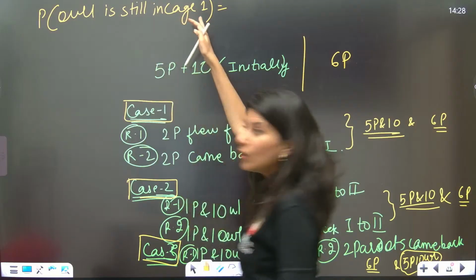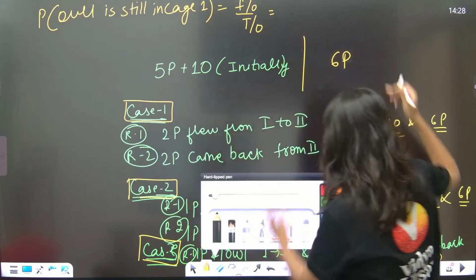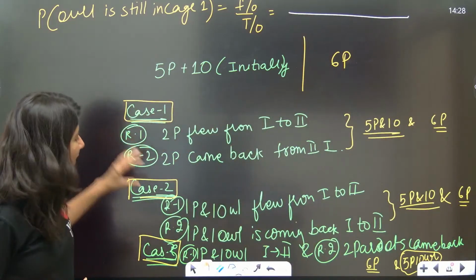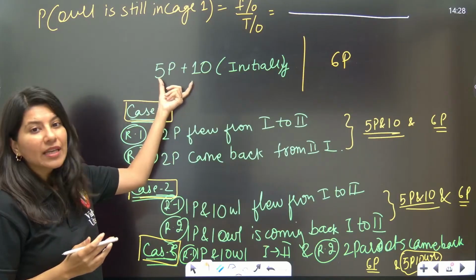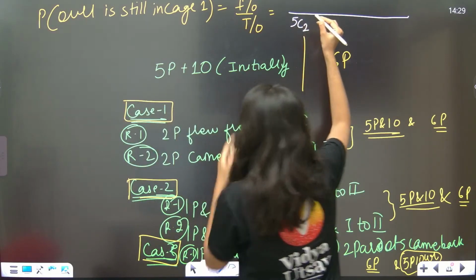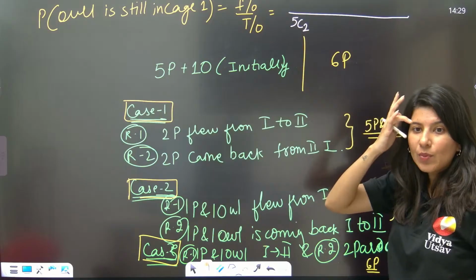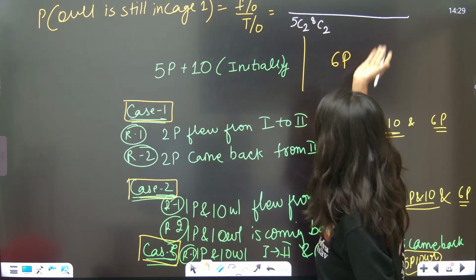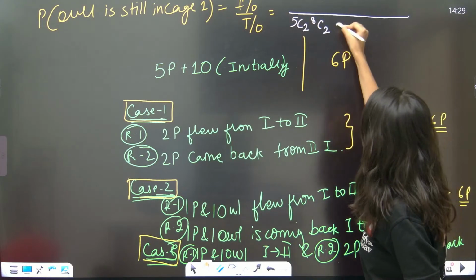Now the probability that the owl is in cage number 1 will be favorable outcomes upon total outcomes. Correct? Alright. So now total outcomes, let me write over here. Total outcomes means the summation of case 1, case 2 and case 3. So case number 1: 2 parrots I need from cage number 1 to send to cage number 2. So this is 5C2. And now when 2 parrots went from cage 1 to cage 2, there are 8 parrots in cage 2. So 8C2. We want those 2 to come back also, right? So 5C2 times 8C2.